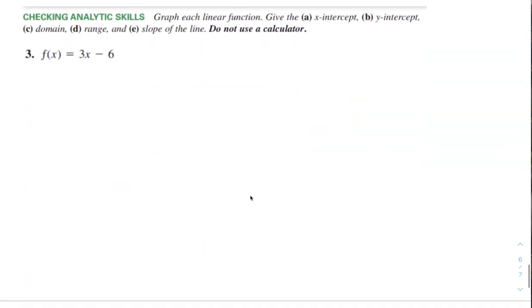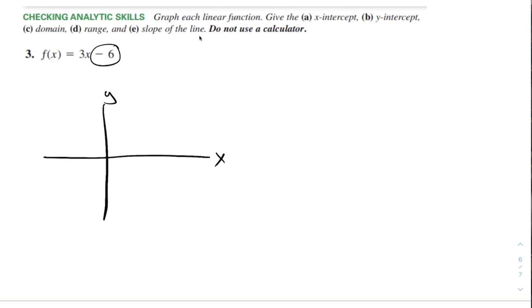Okay, let's do an example. Graph each linear function given the x, y-intercept, domain, range, and slope of a line. Okay, we might do that some later, but let's first just graph it using the slope-intercept form. So if I was going to graph this using the slope-intercept form, my very first point will be my y-intercept right here, negative 6. So on your y, you can go to -6. 1, 2, 3, 4, 5, 6. Right? Because that's all this is. That's the point (0, -6). It's your very first point. So I have that down here.